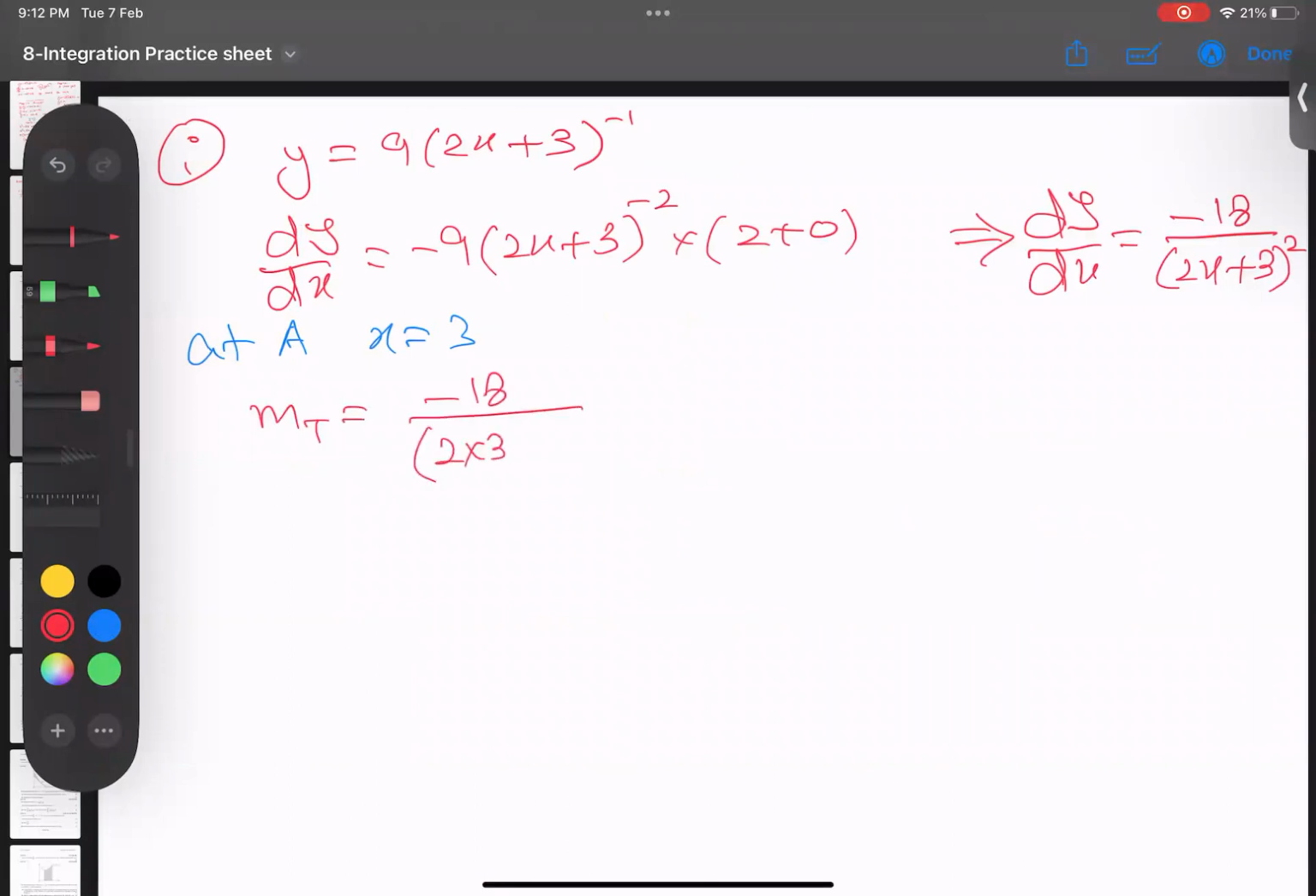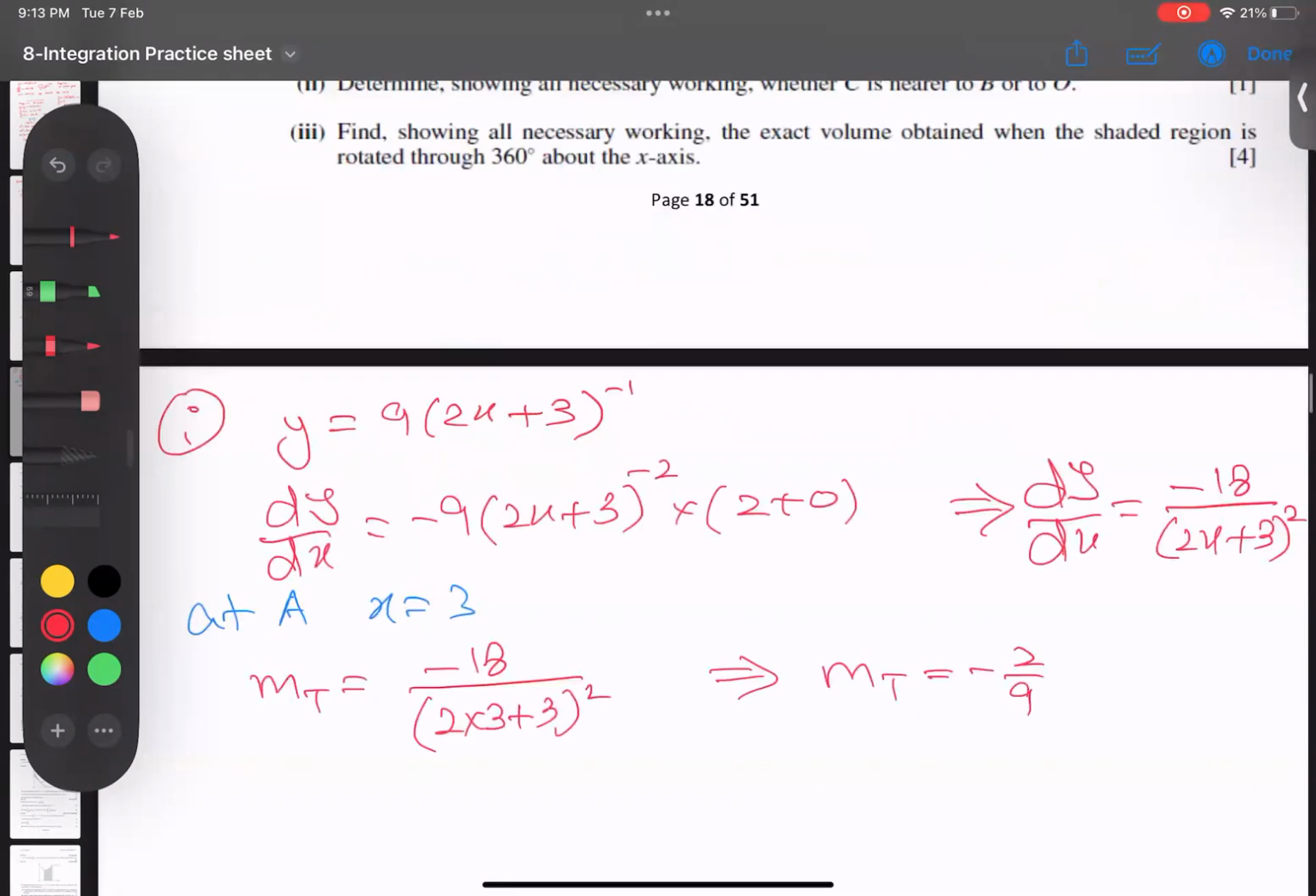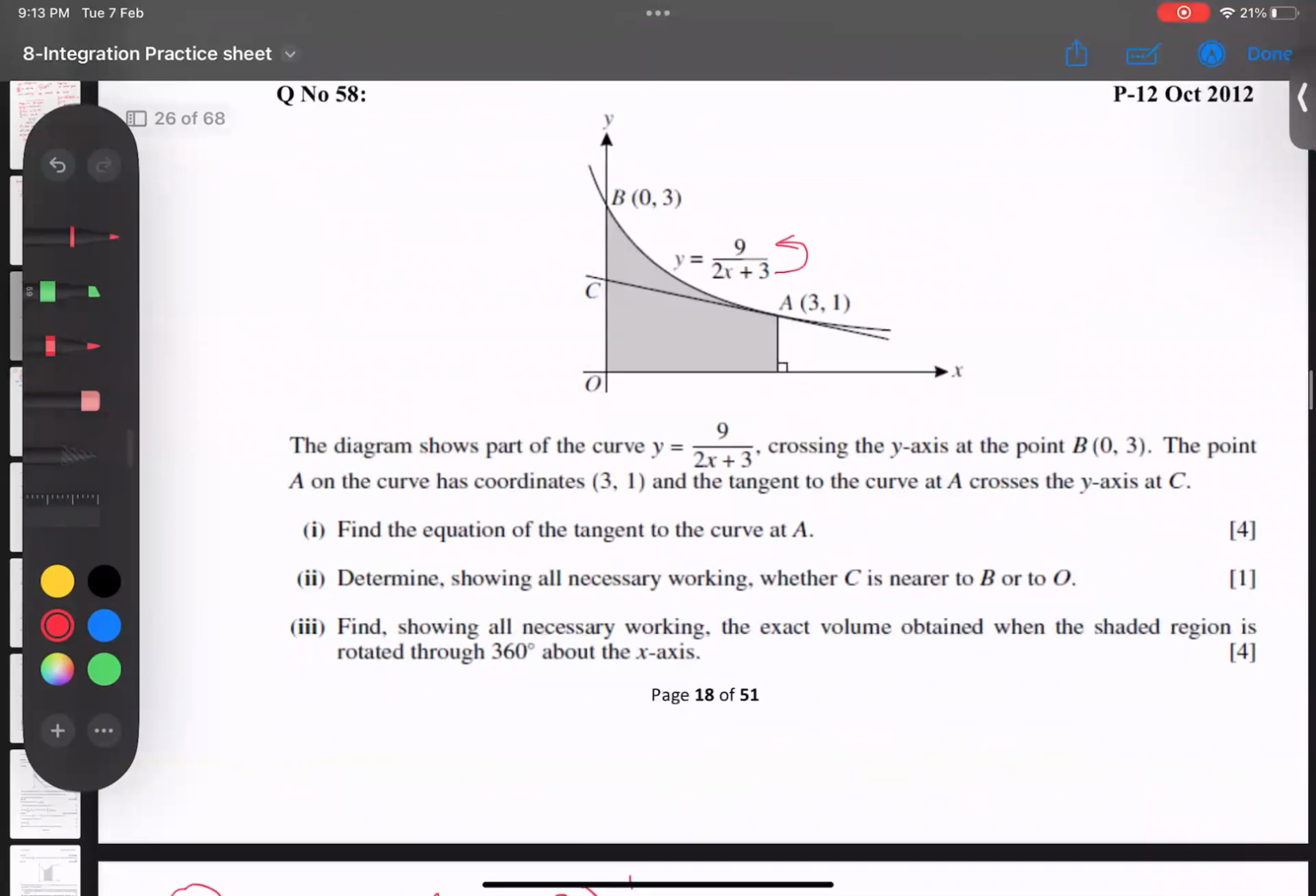So, negative 18 over (2 times 3 plus 3) to the power 2. 6 plus 3 is 9, and 9 squared is 81. It becomes negative 2 by 9. Negative 2 by 9.